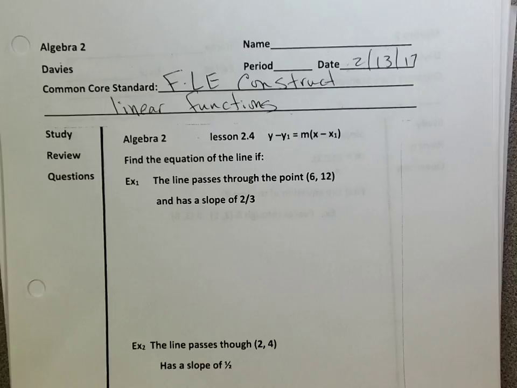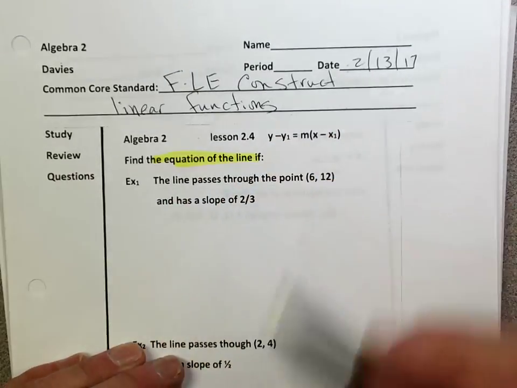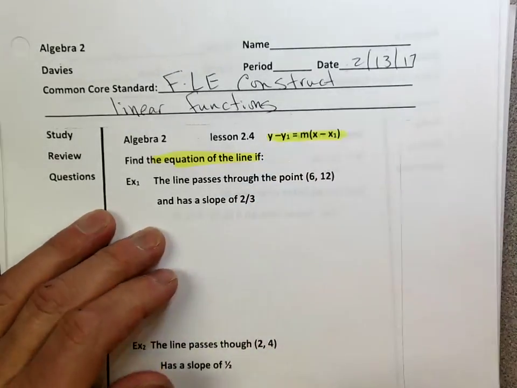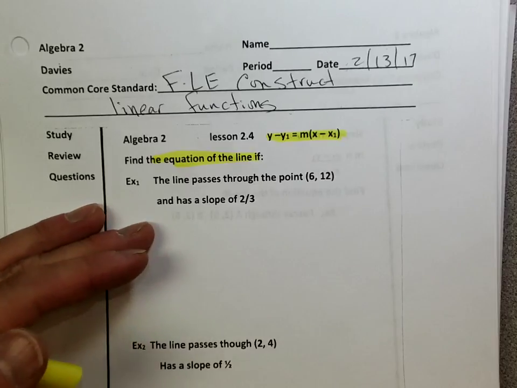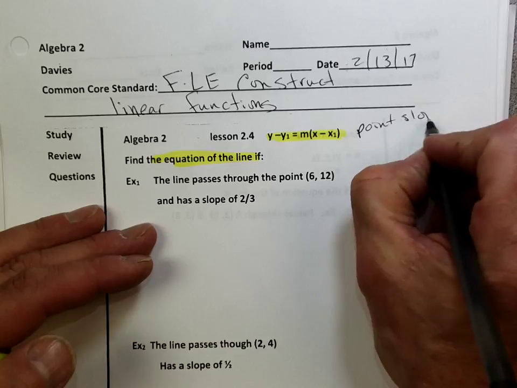All right, so find the equation of the line. Now, whenever you see this phrase, I'm going to highlight, find the equation of the line, okay? There are two ways to do it. You're going to think of one of two equations. One is called my point slope formula, and we talked about that on Friday. That's the point slope formula.